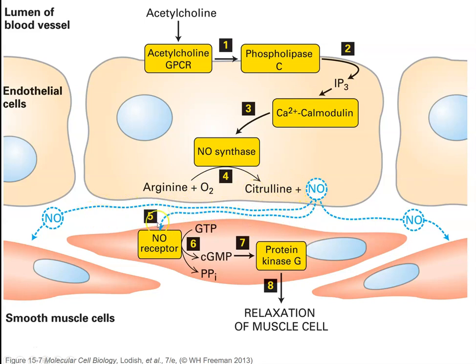So if it diffuses into these muscle cells that underlie the endothelial cells in the blood vessel, then the NO can bind to its cytosolic NO receptor. Again, the NO just goes across this membrane. It's nonpolar, so it can easily get across. It binds to this NO receptor in the cytosol, and that activates the enzyme that converts GTP to cyclic GMP, and that activates protein kinase G, and that helps relax the muscle cell.